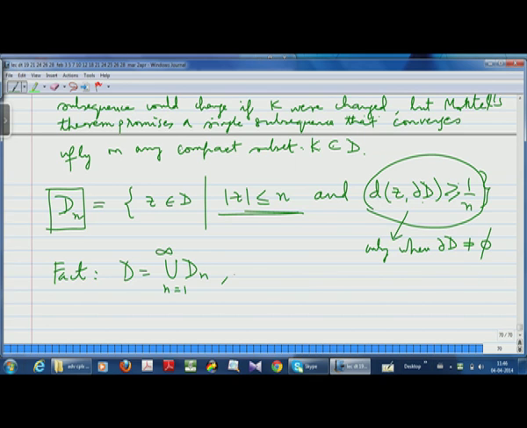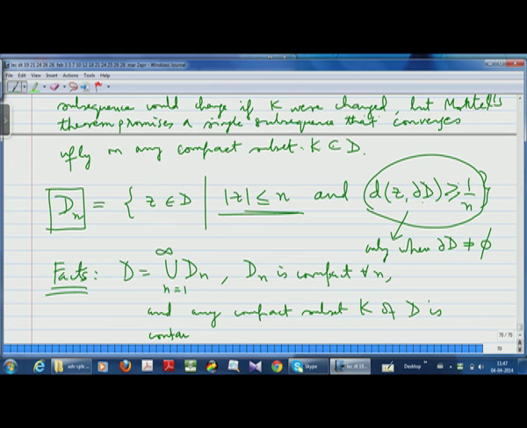This is one. The second fact is Dn is compact for each n. That is the second condition. And the third, this is the very important condition: any compact subset K of D is contained in some Dn.